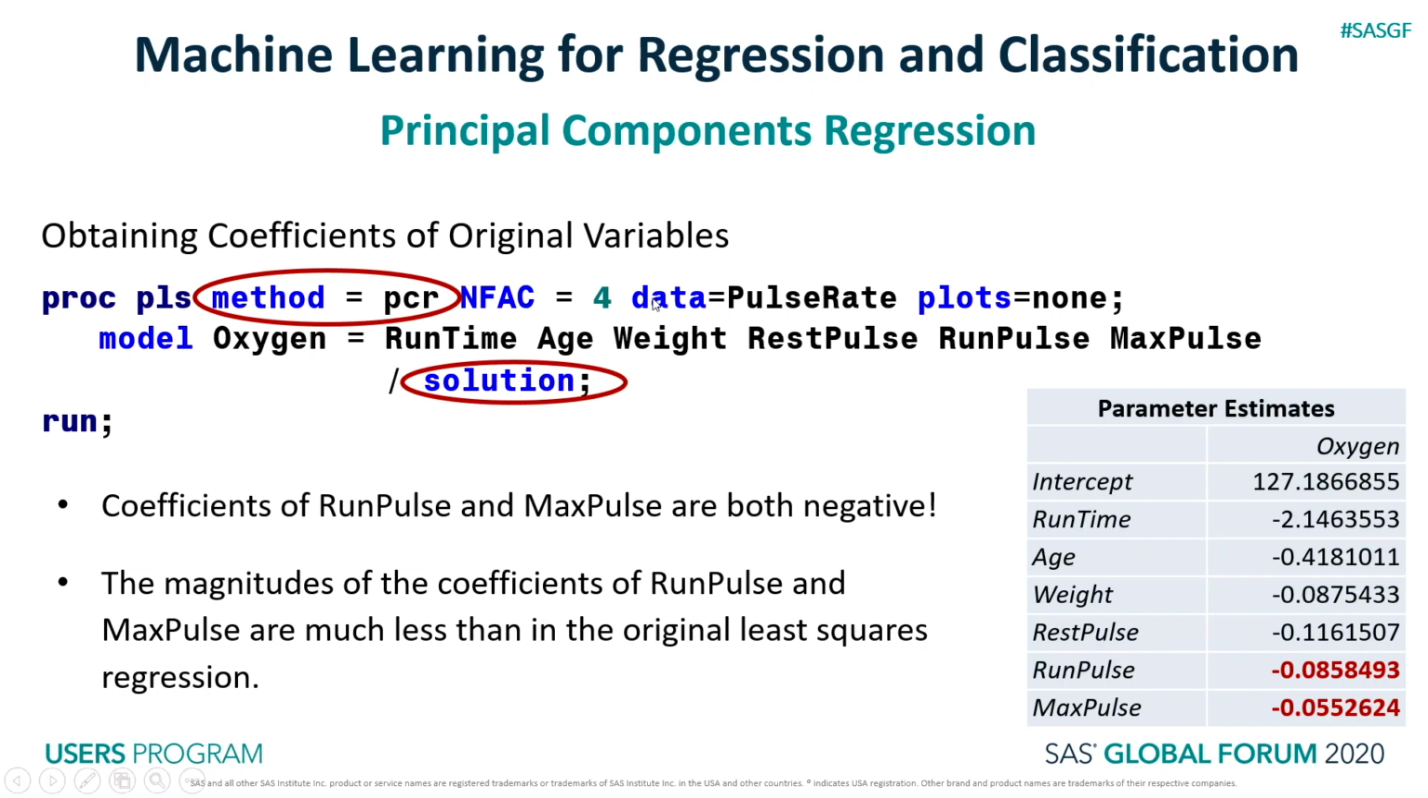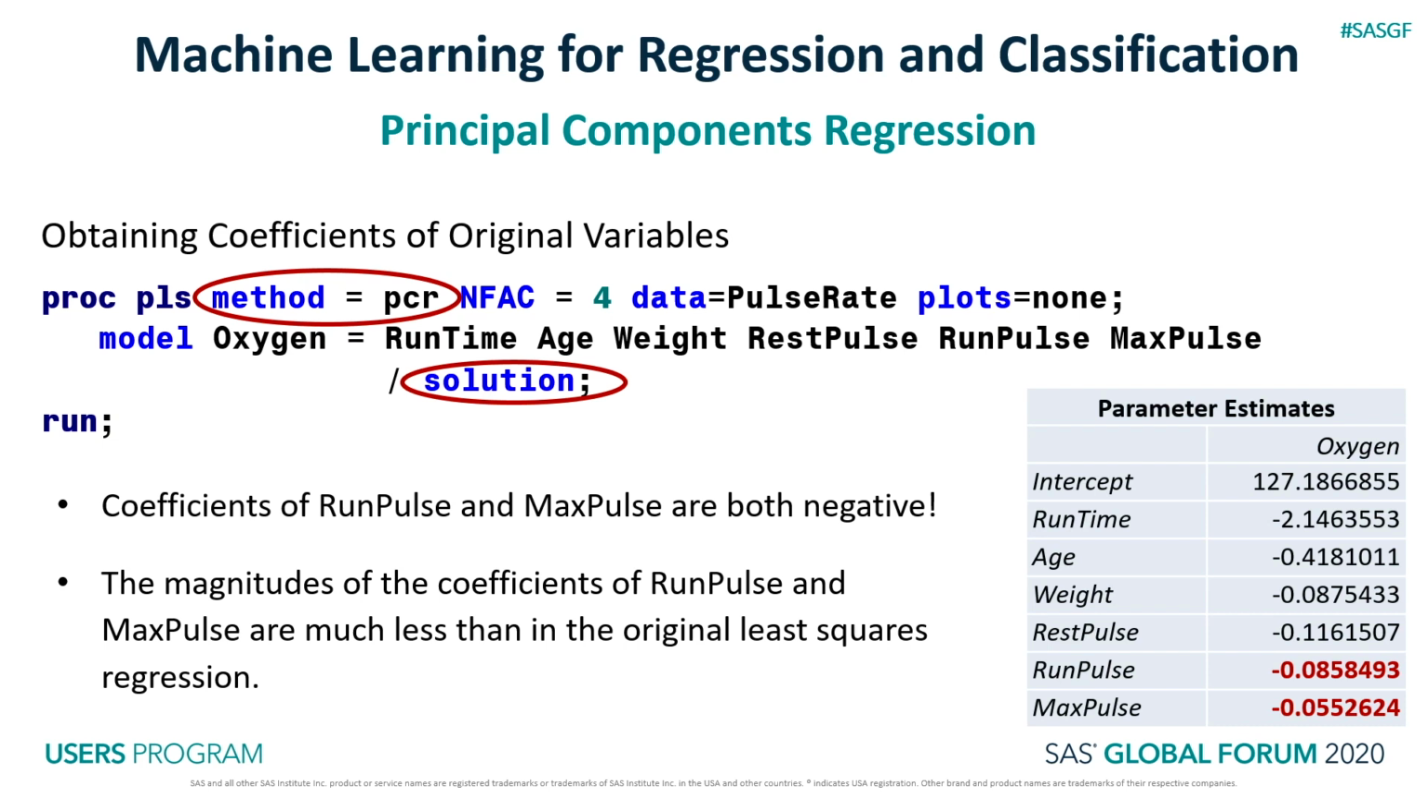So in order to obtain the coefficients of the original variables, it's easiest to use PROC PLS within SAS. That stands for partial least squares. But if I use METHOD=PCR, then that will do principal components regression. I'm specifying the number of factors to be equal to 4. That's what NFAC=4 is doing. And then with the option SOLUTION, I'm asking for the estimates of the coefficients for all of the original variables, which requires some back transformation.